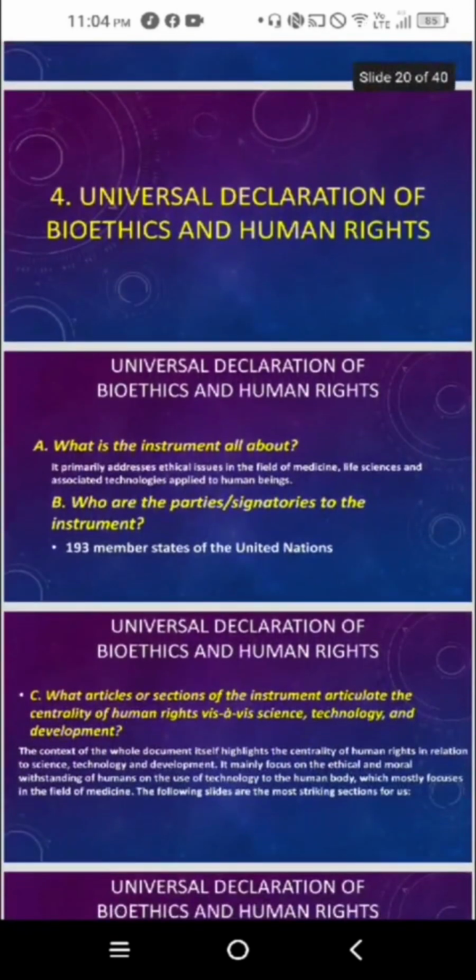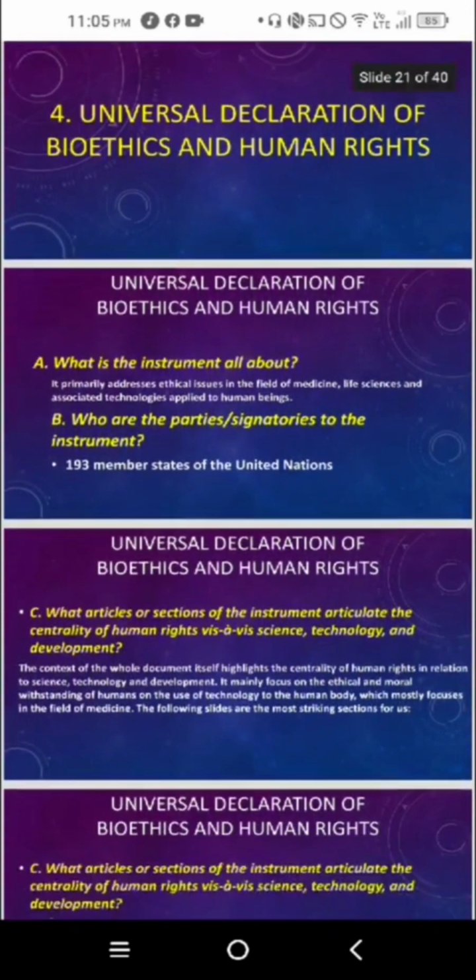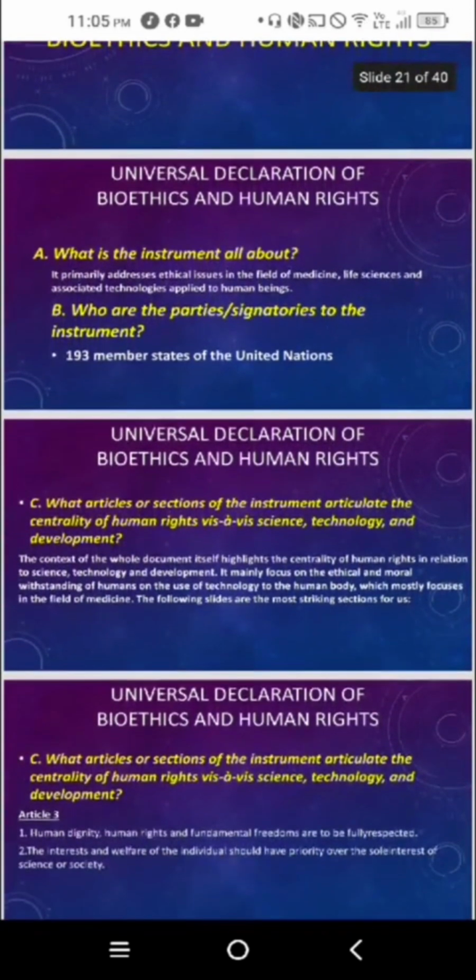4. Universal Declaration of Bioethics and Human Rights. What is the instrument all about? It primarily addresses ethical issues in the field of medicine, life sciences, and associated technologies applied to human beings. Who are the signatories to the instrument? 193 member states of the United Nations.